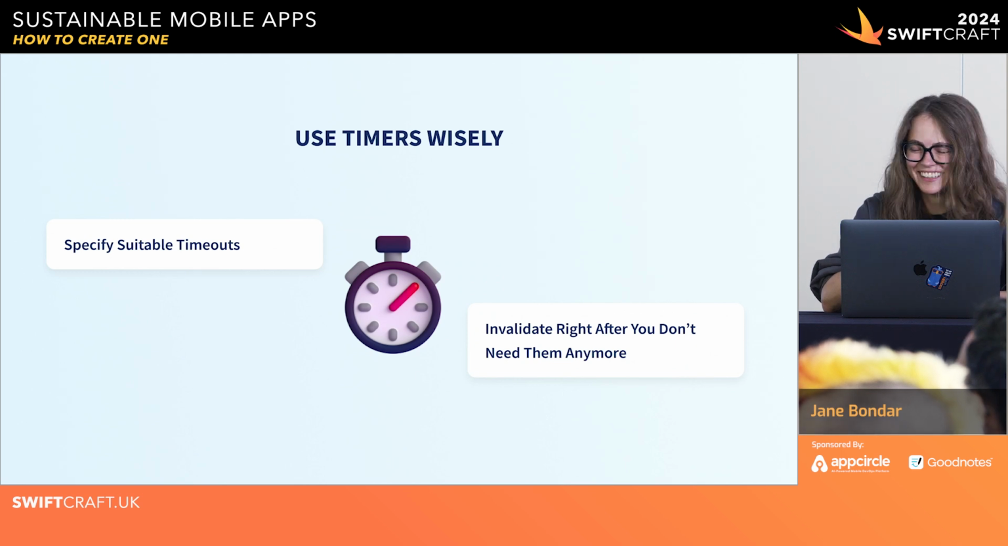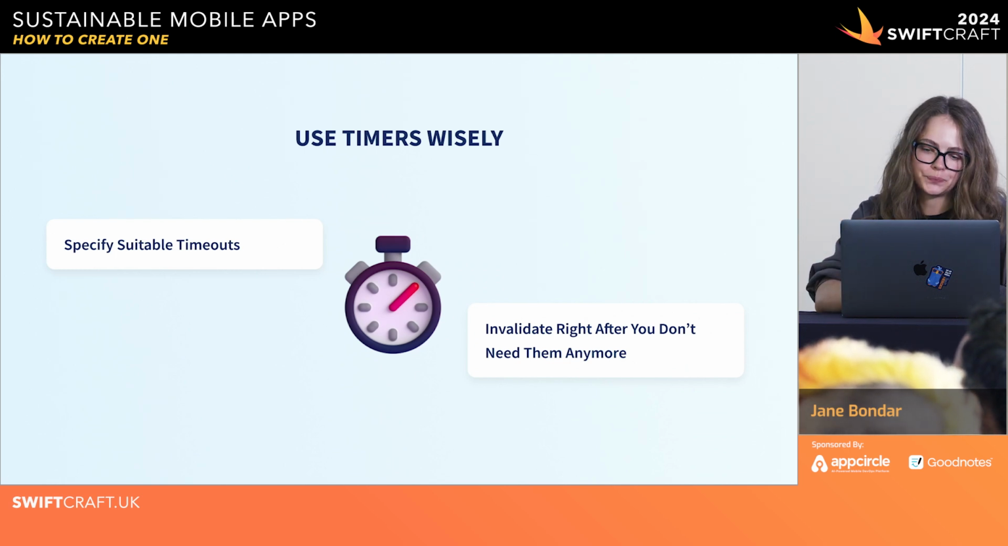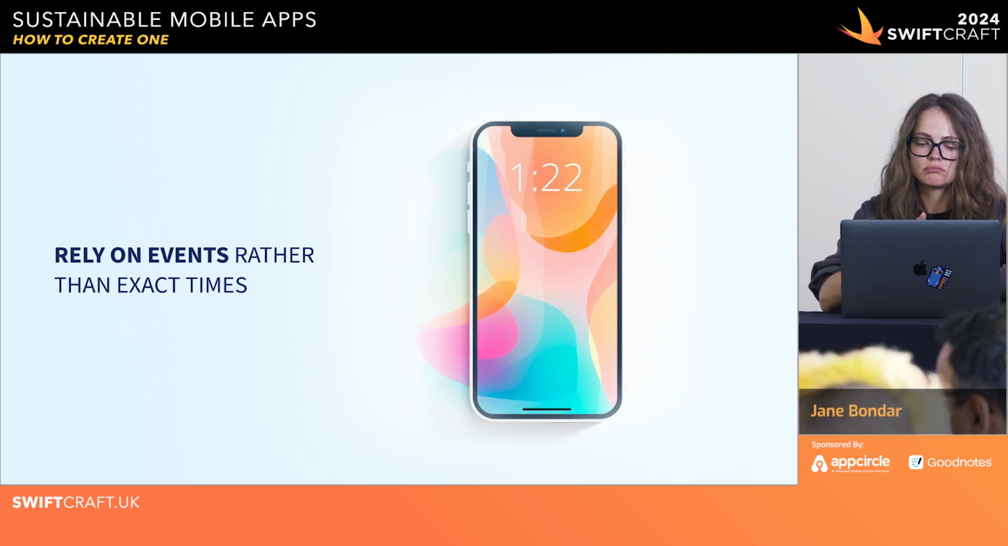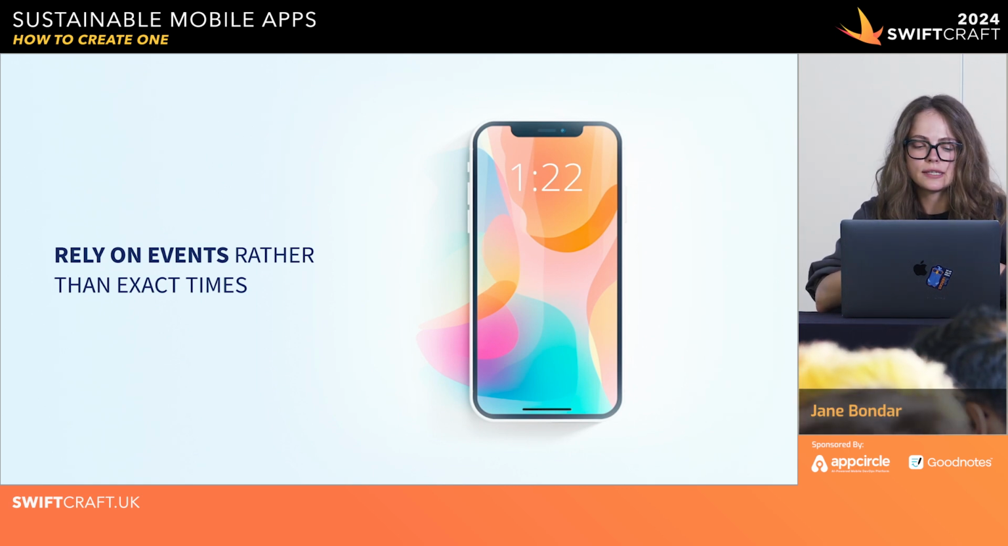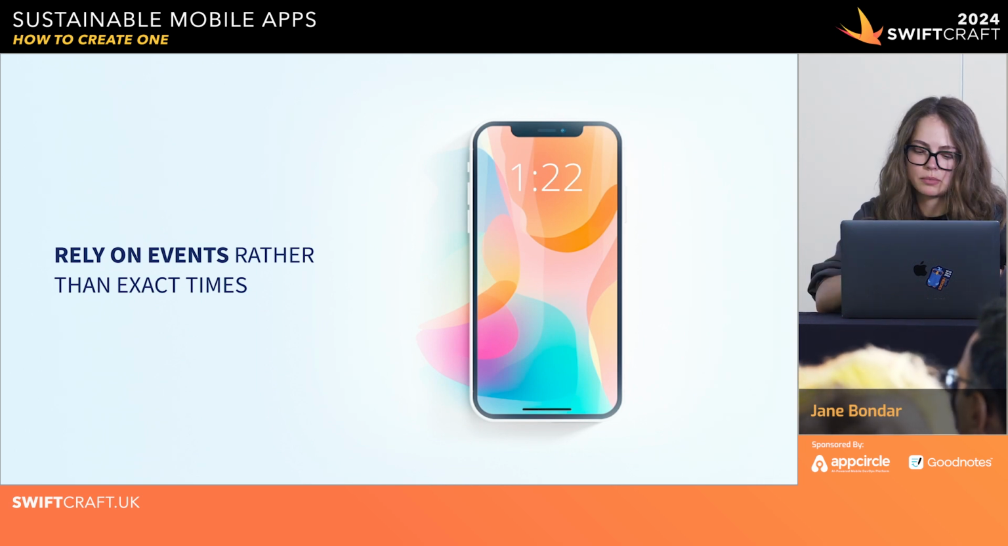Also, use timers wisely, specifying suitable timeouts and invalidating them right after you don't need them anymore. Talking about timers, apps frequently employ them without genuine necessity. In many use cases, instead of focusing on fixed time intervals, it's better to use event notifications from system-provided services whenever possible.